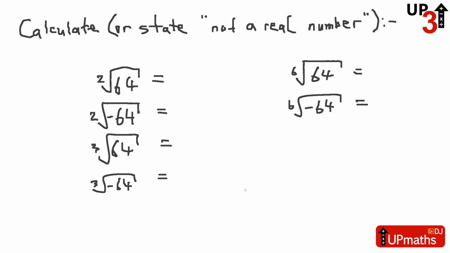Okay, this says calculate or state not a real number. I'm just going to put a cross next to it if it's not a real number. The square root of 64 is definitely 8. There is no square root of a negative number. The cube root of 64 is 4. The cube root of minus 64 is minus 4, because you can have the cube root of a negative number. The sixth root of 64 is 2. There is no sixth root of minus 64 because again it's an even power, which means minus numbers become positive. So that's impossible to map.